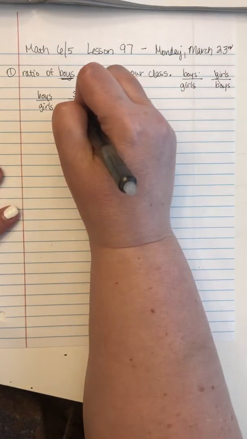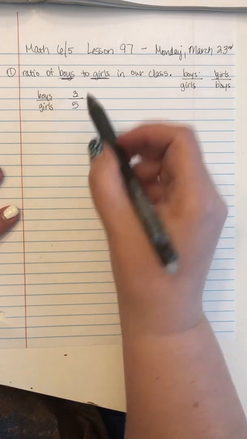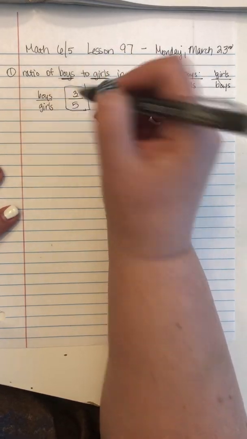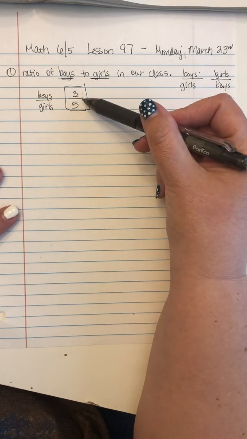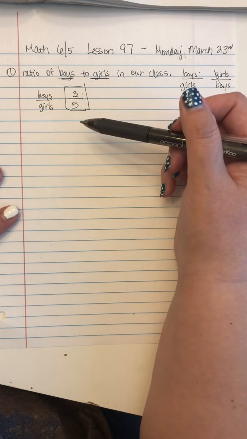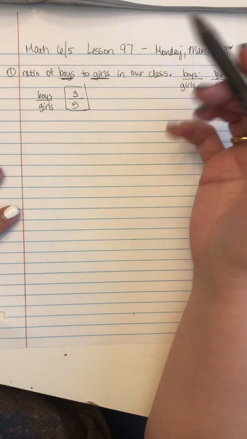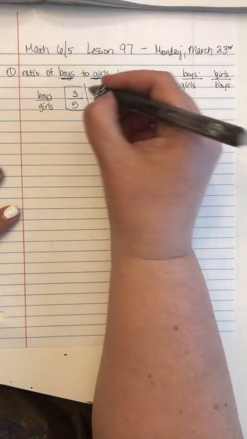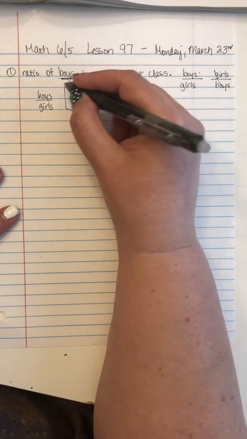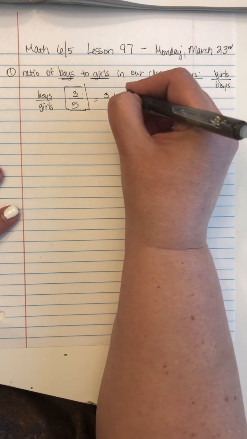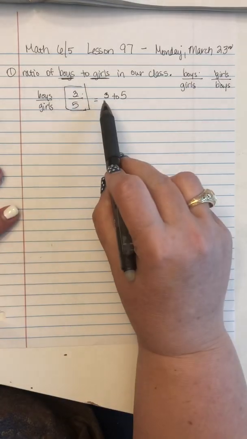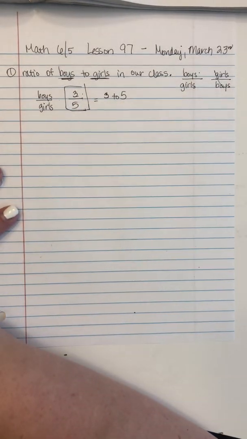And girls, we have Sarah and London and Allison and Miss Jackson and myself. So we have 5 girls. So the ratio in our class of boys to girls is 3 to 5. That's how you say it. It's written as the fraction 3/5. But if you were to say it in words, it would be the ratio of boys to girls is 3 to 5. There are 3 boys to every 5 girls in our class.